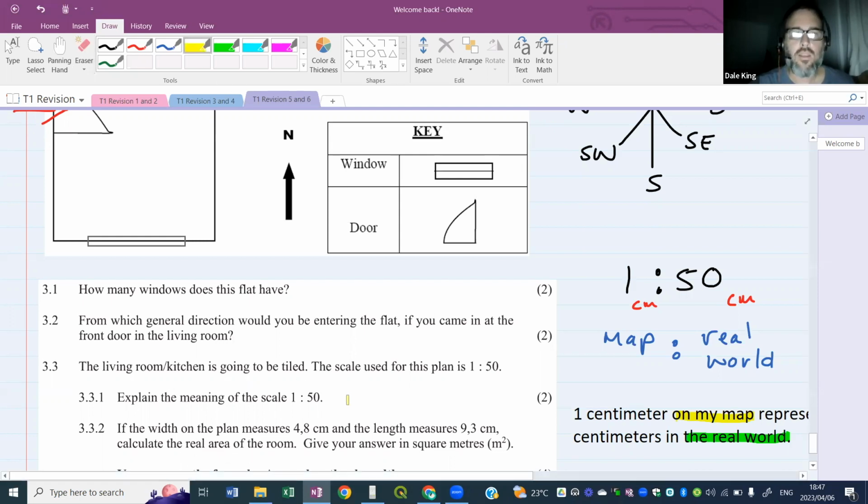So now I'm going to highlight again with yellow. When they say on the plan, these numbers are talking about measuring on your plan, on the map. And then the real area is in the real world. So that's the two different parts of the scale, on the map and in the real world. So how do we calculate the area? Give your answer in square meters there.